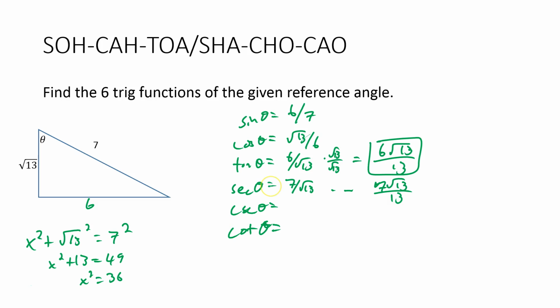Cosecant is hypotenuse over opposite, 7 over 6. We can leave that alone. Cotangent, adjacent over opposite, root 13 over 6 can also be left alone. That's all there is to it.